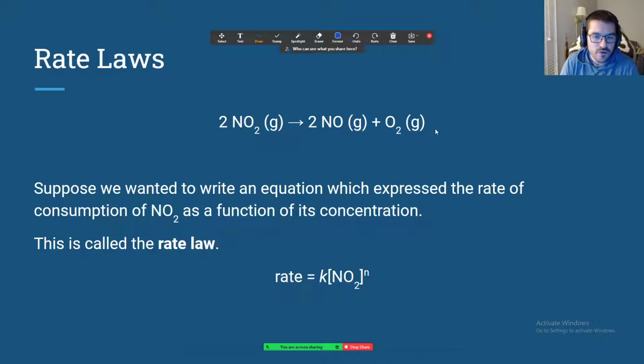Okay, and this is for this reaction. So we've got two NO2 molecules decomposing into two NO molecules plus an oxygen gas molecule. Okay, so this is the only reactant. And so, generally speaking, rate laws look like this. They are some sort of rate constant multiplied by the concentration of the reactant raised to some power n.